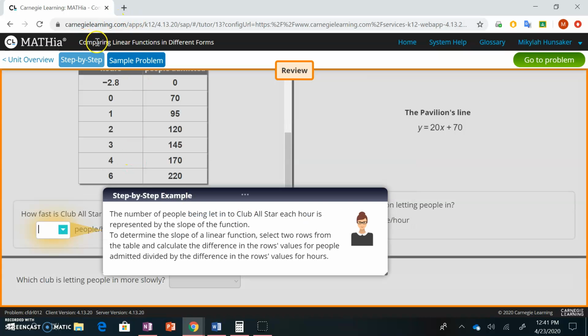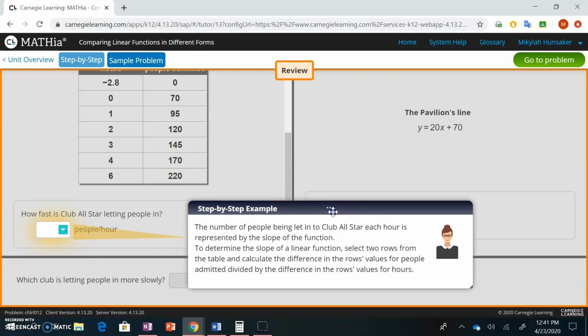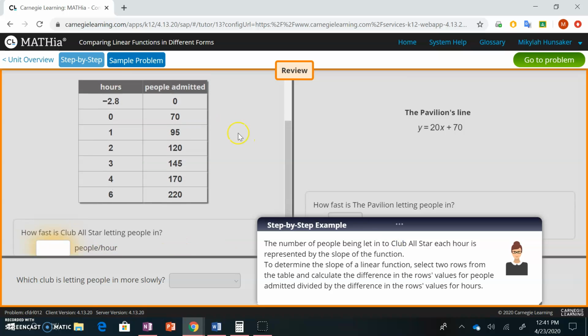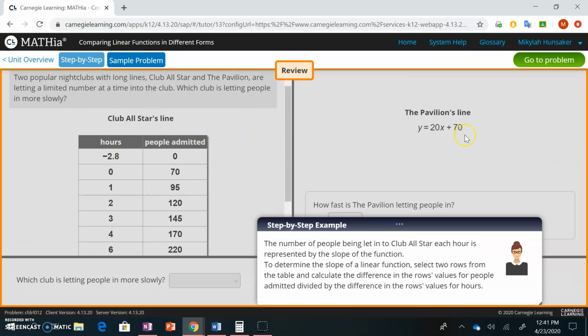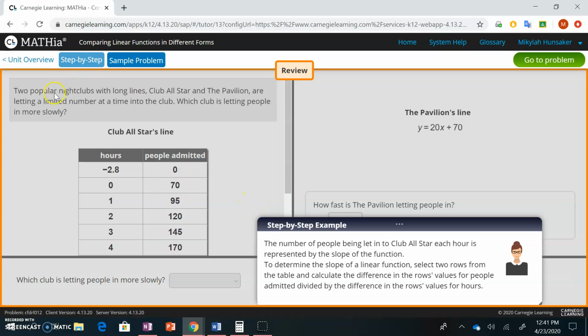So remember right here, we're comparing linear functions in different forms. If we look, it looks like we've got a table up here and we've got an equation here. So we're going to be looking at these two. Our setup for this problem is that we have two popular nightclubs, Club All Star and the Pavilion, and they're letting a limited number at a time into the club. Our job is to figure out which club is letting people in more slowly.